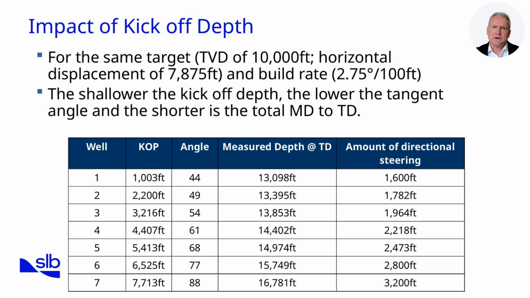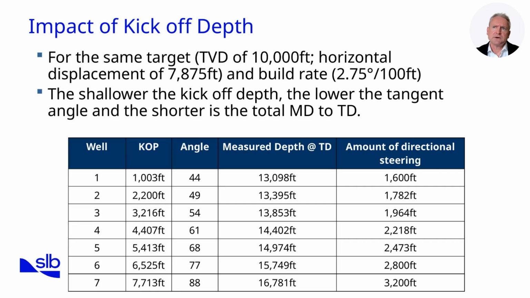This slide illustrates how kick-off depth changes well geometry for a target at 10,000 feet TVD and 7,875 feet displacement with a fixed build rate. The shallower the kick-off point, the lower the tangent angle, and the shorter the measured depth to TD. This relationship has profound operational consequences.